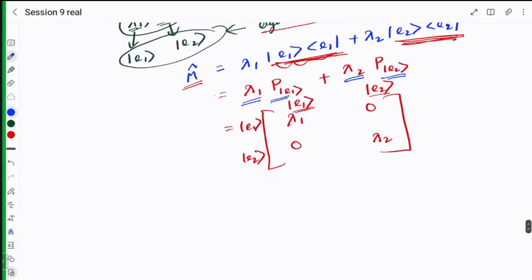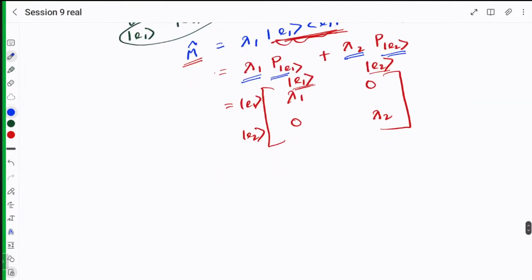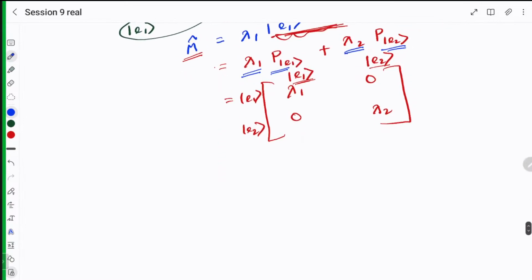In order to understand this, let's look at an example. Let's say we have SZ. SZ is an observable.